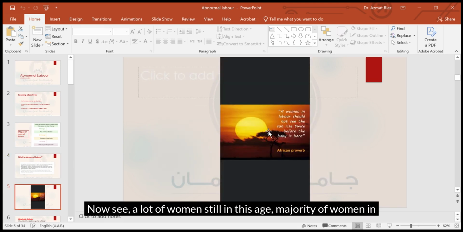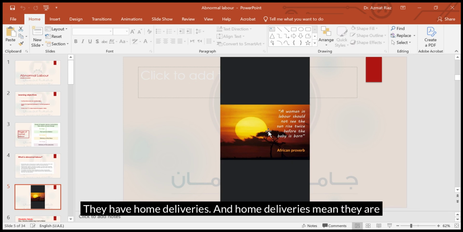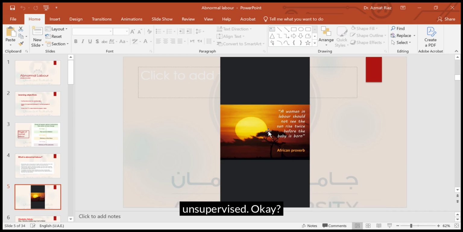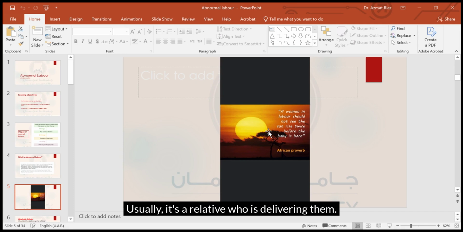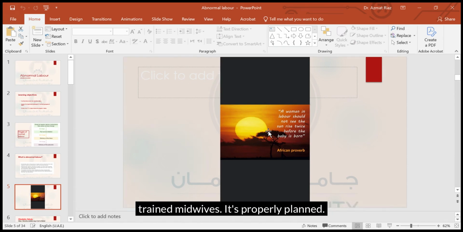Now, see, a lot of women still in this age, the majority of women in Africa and Asia, are delivered at home. They have home deliveries. And home deliveries mean they are unsupervised. Like they are delivering on their own. Usually it's a relative who is delivering them, maybe a mother-in-law or even untrained personnel. It's not like someone delivering at home in the UK where there are trained midwives. It's properly planned. It's not like that.